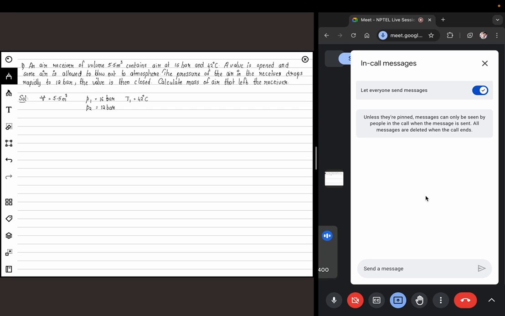How do I calculate the initial mass? We use the ideal gas equation, air follows the ideal gas law. So we have m1 as P1 V by R T1. P1 is 16 bar, V1 is 5.5 cubic meters, R is 287 J per kilogram Kelvin, and then temperature is 42 Celsius, which is 315 Kelvin.